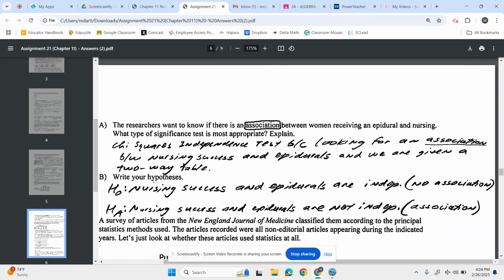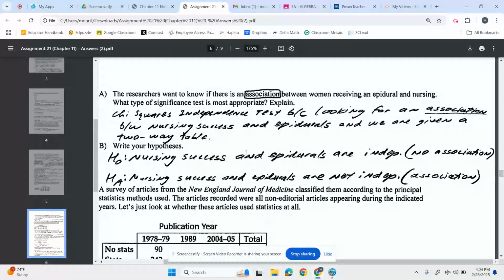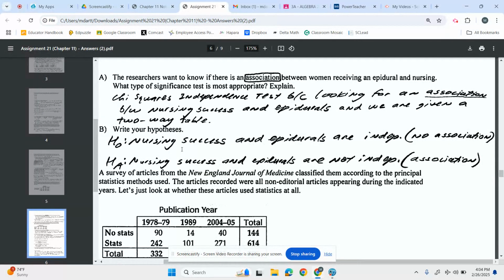So now it says our hypotheses. Now remember, our hypothesis always needs to be, if it's an independence test, that the two variables are independent. So we're talking about epidural and nursing success. So we're going to say nursing success and epidurals are independent, which implies no association.